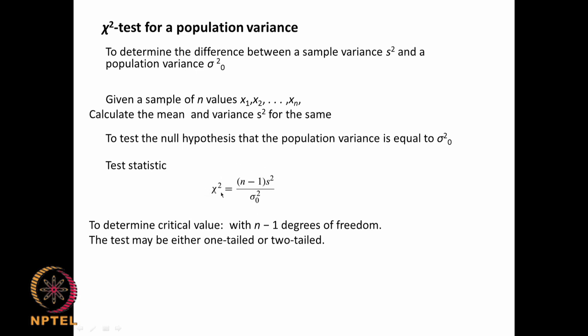Then we calculate the test statistic for the chi-square, which is n minus 1 times S square divided by sigma naught square. Here the degrees of freedom will be n minus 1. S square is the variance of the sample, sigma naught square is the variance of the population, and we are trying to see whether the sample comes from the same population. There is another table, just like other tables, so we can look up the table chi-square and then either reject or accept the null hypothesis based on comparing the test statistic with the table value.